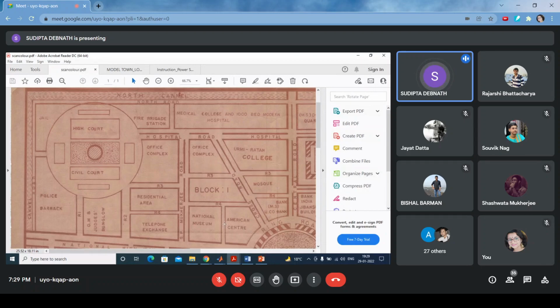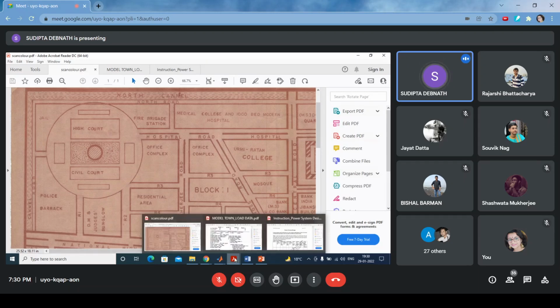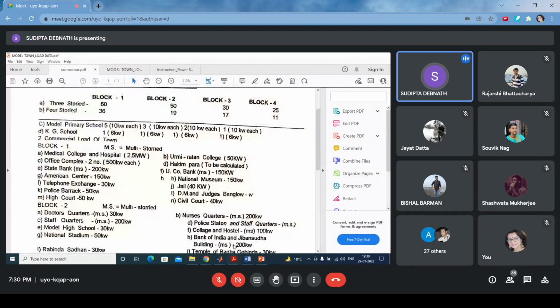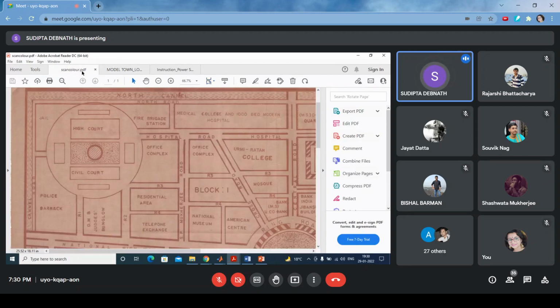You may think that here all these things are shown, so it may appear in one sub-block we are getting the high load. In that case, what do you do? You say this is residential area. Residential load is given here. I will tell you how to calculate the residential load later on. So residential load you can divide among different sub-blocks to make the total load equal. So the total load in each sub-block becomes equal.